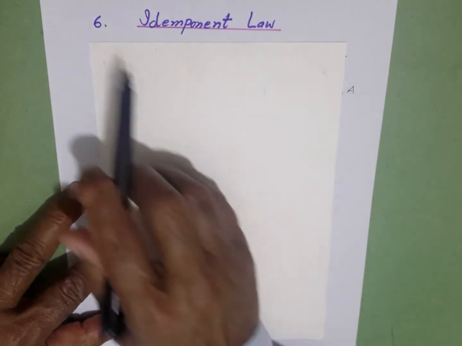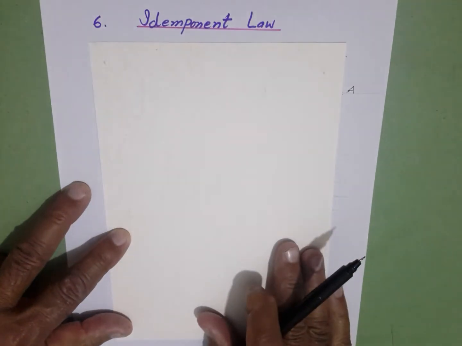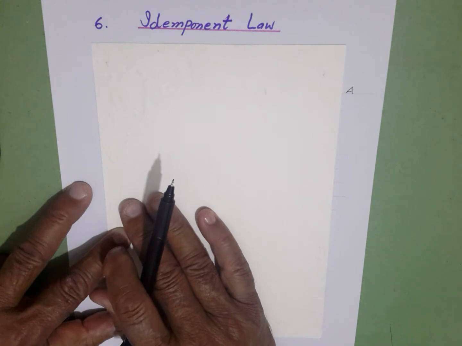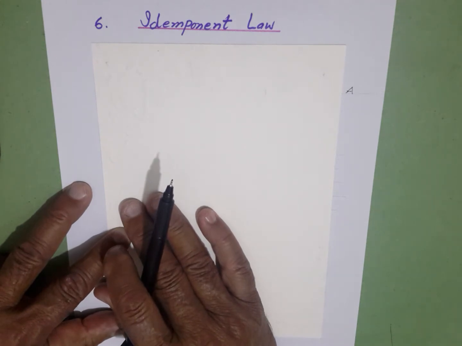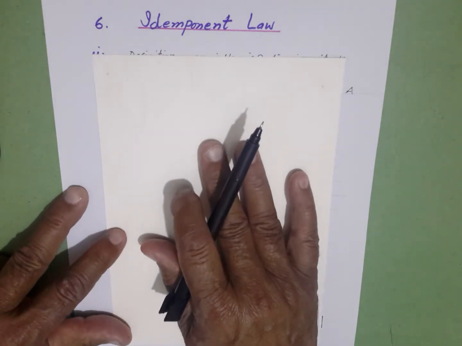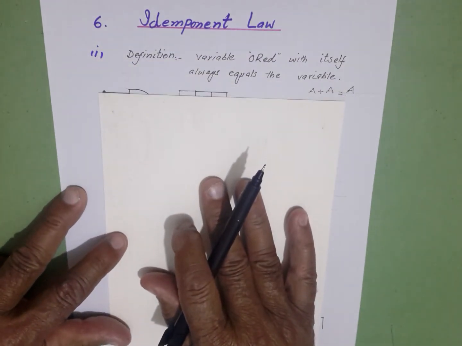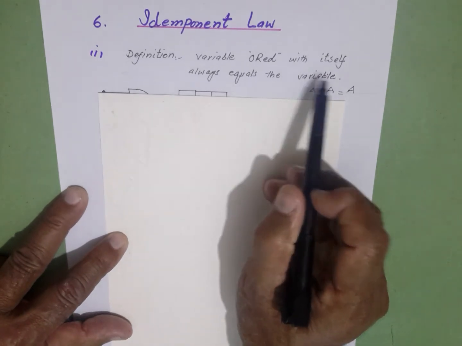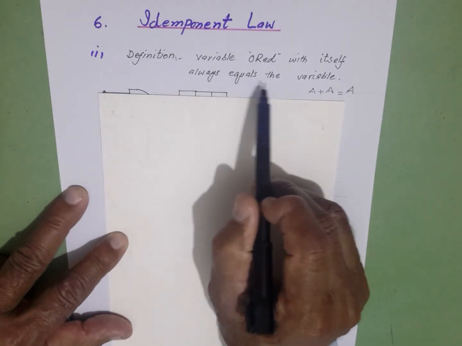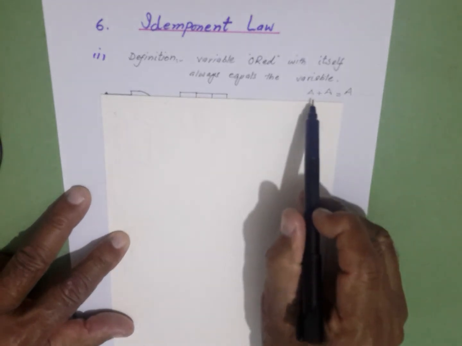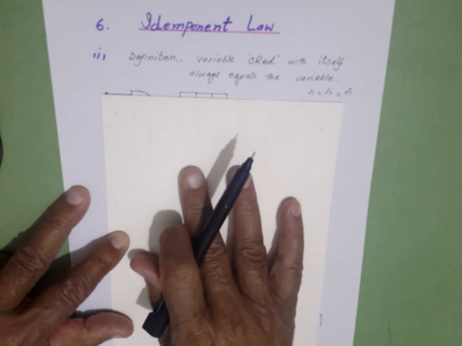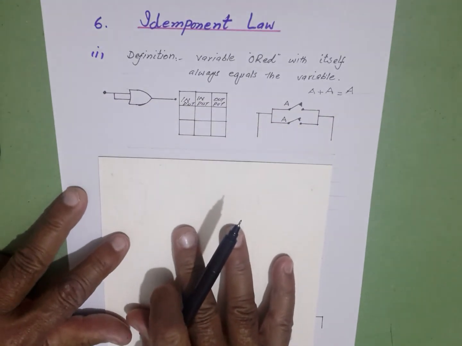Idempotent Law. This is the sixth law of Boolean Algebra. It says when a variable is ORed with itself, it always equals the variable. Let us go to the definition. The definition says a variable ORed with itself always equals the variable, that is A OR A is equal to A. Let us go to the circuit explanation.